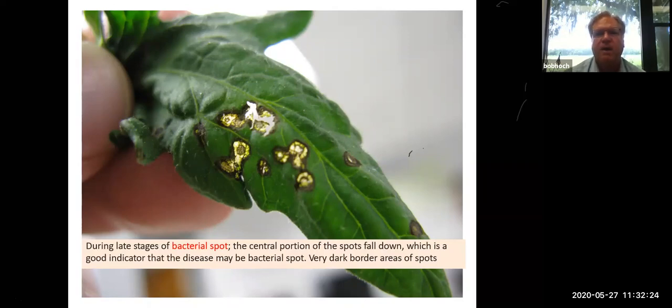And I should mention that, in the end, if this is important enough, every land-grant university is going to have a plant disease diagnostic lab. And if you want confirmation that that's what it is, then ultimately you should probably send that sample off for a final confirmation or diagnosis of it.